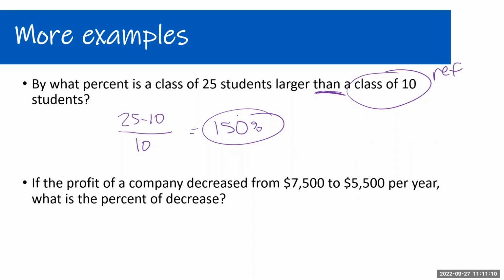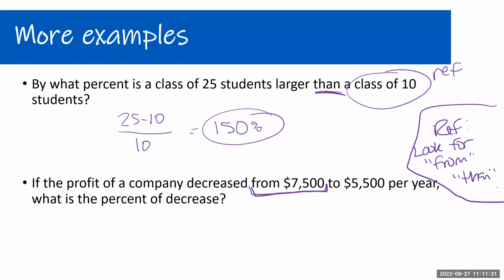If the profit of a company decreased from 7,500 to 5,500 per year, what is the percent of decrease? So again, when you're looking for reference, you're going to look for keywords. You're going to look for "from." You might see "than," and sometimes there are some other words, but these are the most common. So from 7,500, so let's go ahead and put 7,500 on the bottom, to 5,500.